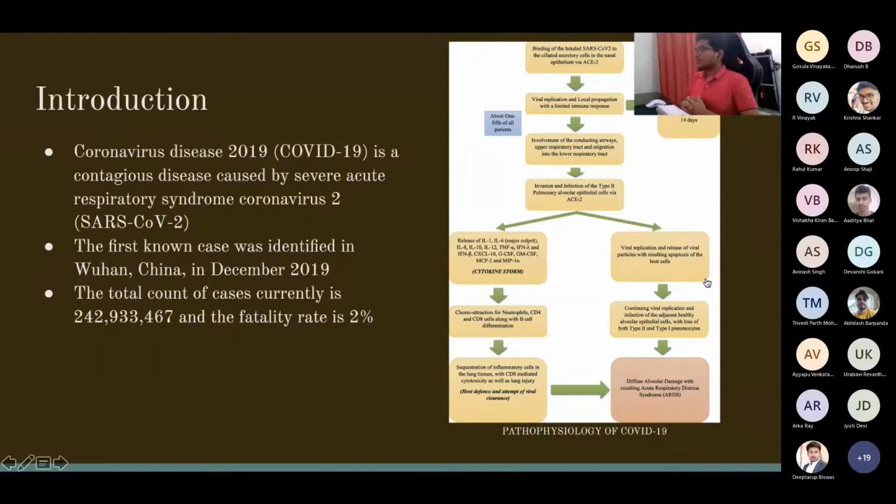the virus migrates through the conducting pathways into the lower respiratory tract, and after that, the pulmonary alveolar epithelial cells are infected. And after that too, there are two pathways which lead to the same thing, which is diffuse alveolar damage with resulting acute respiratory distress syndrome, which is basically breathlessness. This is a symptom.